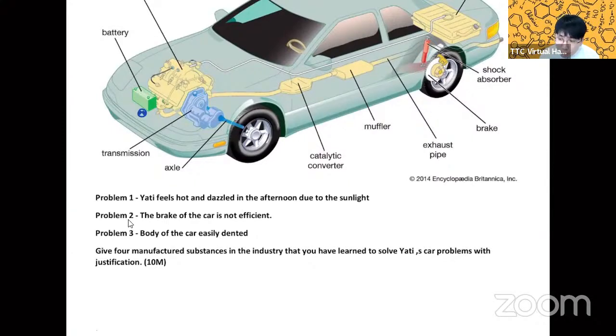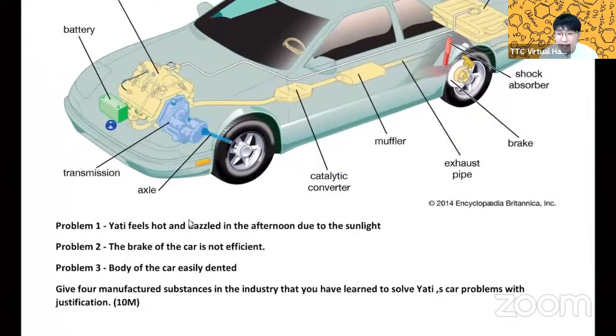Then for problem number two, the brake of the car is not efficient. So what do you do? Change the brake disc to what? We learned one of the topics to make the disc brake, right? We call it silicon carbide, your advanced ceramic. Then problem number two is solved. Problem three, the body of the car is easily dented.